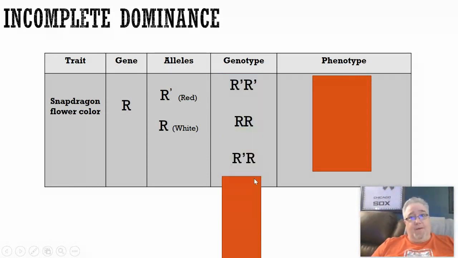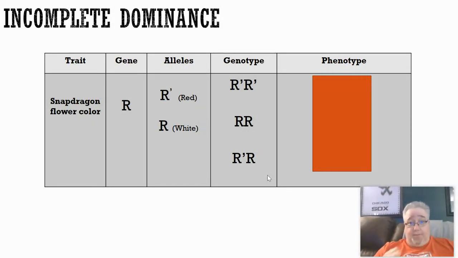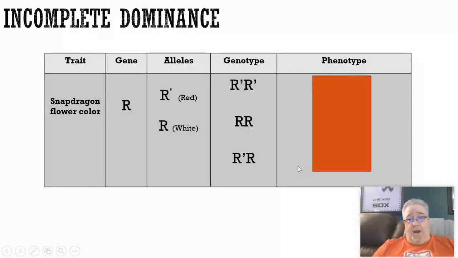You'll see. We're going to have different genotypes because each parent can pass one of these two alleles to their offspring. One example would be R prime, R prime, which means both parents passed the R prime allele. Then we have RR, where both parents passed the R allele. Then we have R prime R, where one parent passed the R prime and the other parent passed the R.